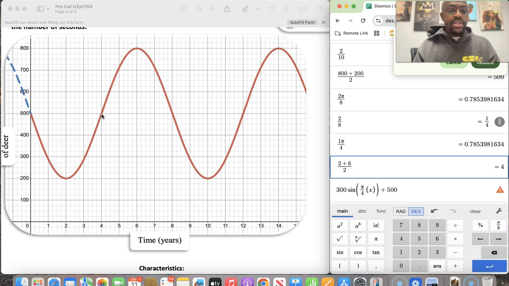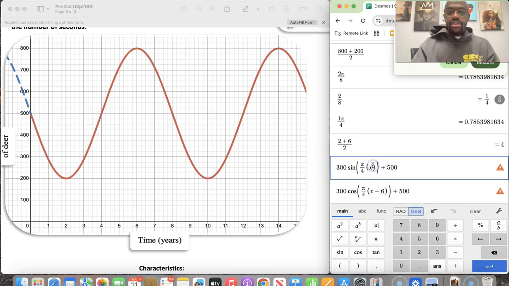I know it's happening at 4. So if the parent sine function crosses the midline and increases at the y-axis, I need to move that function to the right 4 to match up and be this equation. So I would put to the right 4. But I also could go to the right 12. All right, but we'll go to the right 4. So this is my sine equation while this is my cosine equation, and they should match.